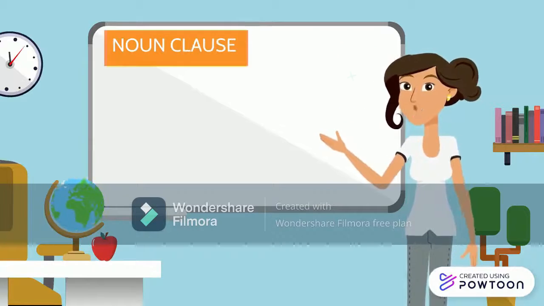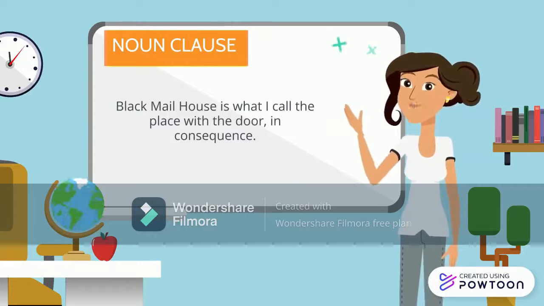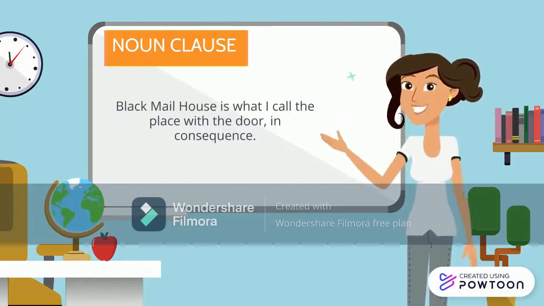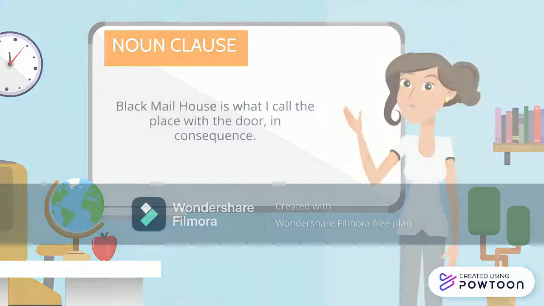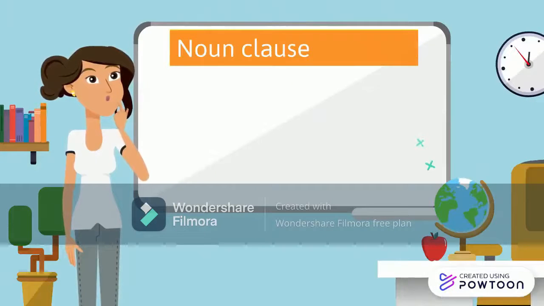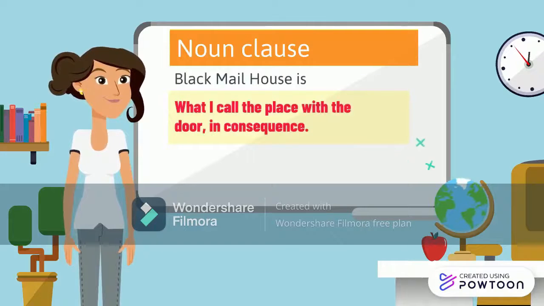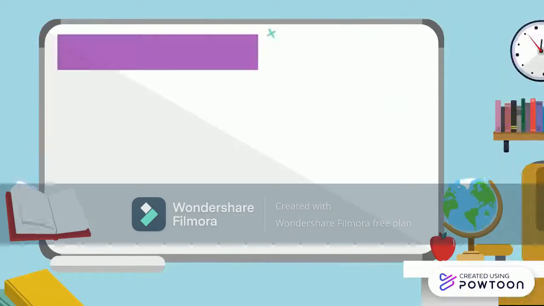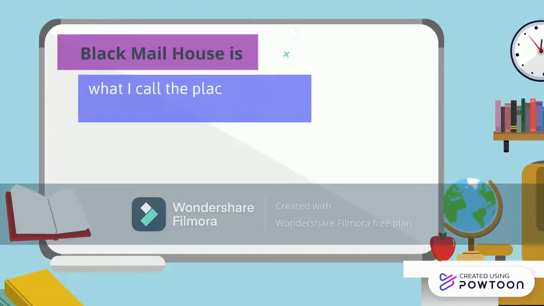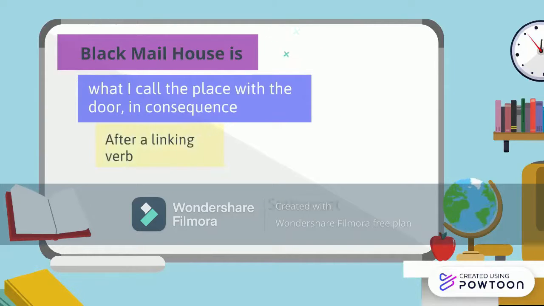In our second noun clause, we have the sentence: Black man's house is what I call the place with the door in consequence. This noun clause is a type of WH clause and has the function of subject complement. In this case, the context is after a linking verb and the use is also a statement.